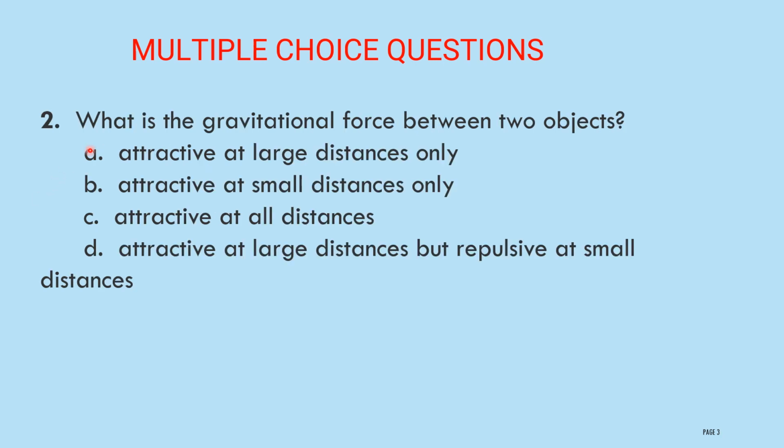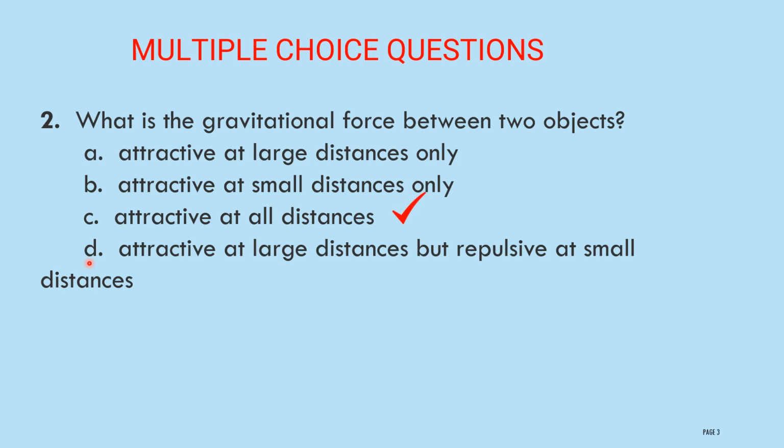Second question: what is the gravitational force between two objects? You know the universal law of gravitation: every object on the earth attracts each other. Even the earth has gravitational force, and it attracts all objects towards itself. Here they are asking whether it depends upon the distance or not. Option A, attractive at larger distance only. Option B, attractive at small distance only. Option C, attractive at all distance. Option D, attractive at larger distance but repulsive at small distance.